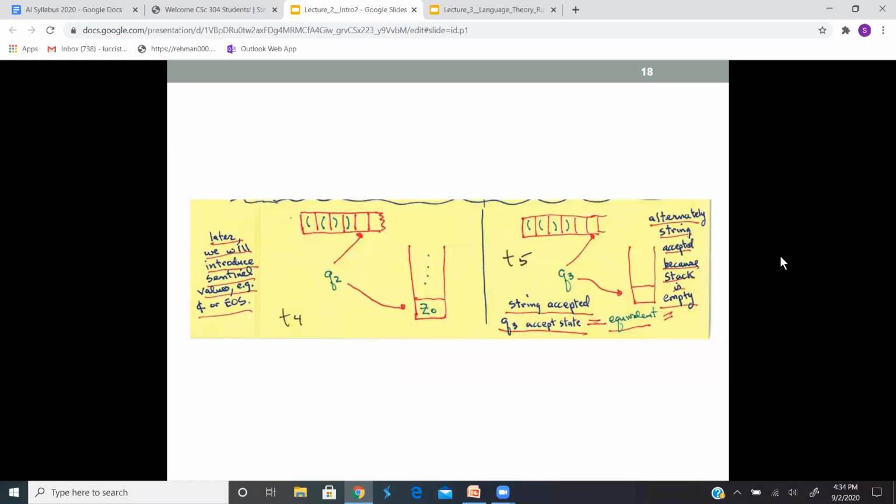Okay. And here you are, empty stack. You've scanned the entire input string at time 5, and we're in state 3. We'll say more about that a little bit later.